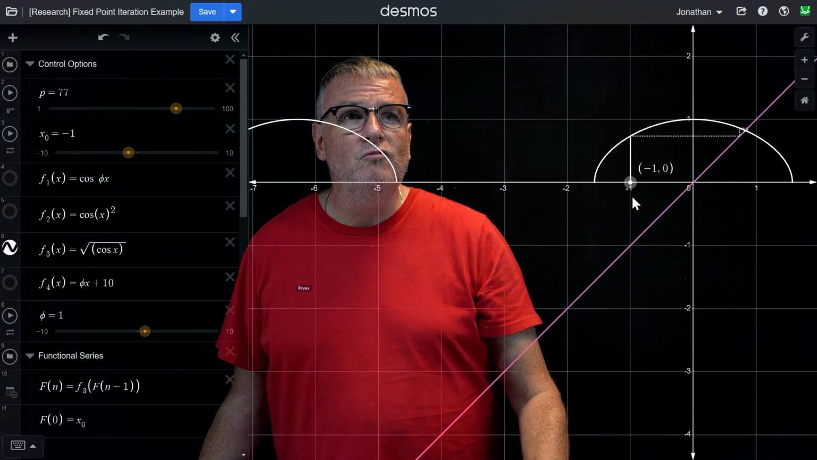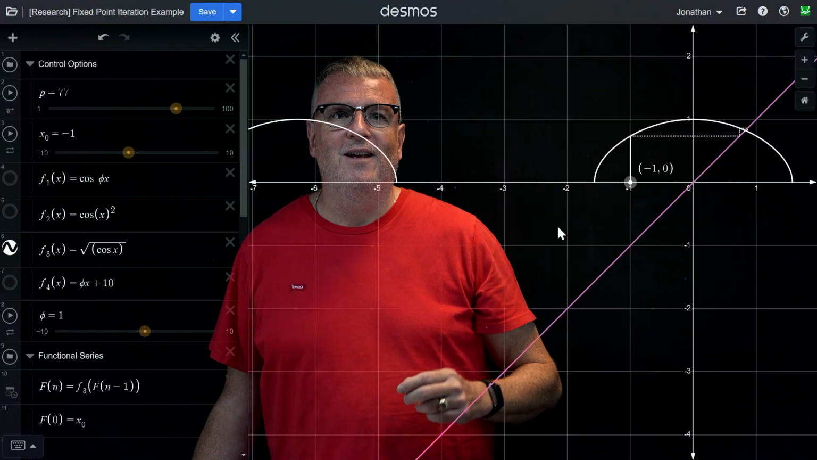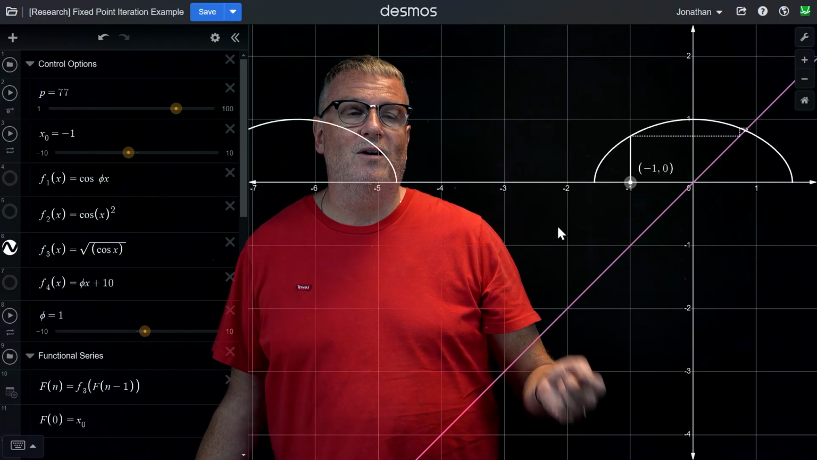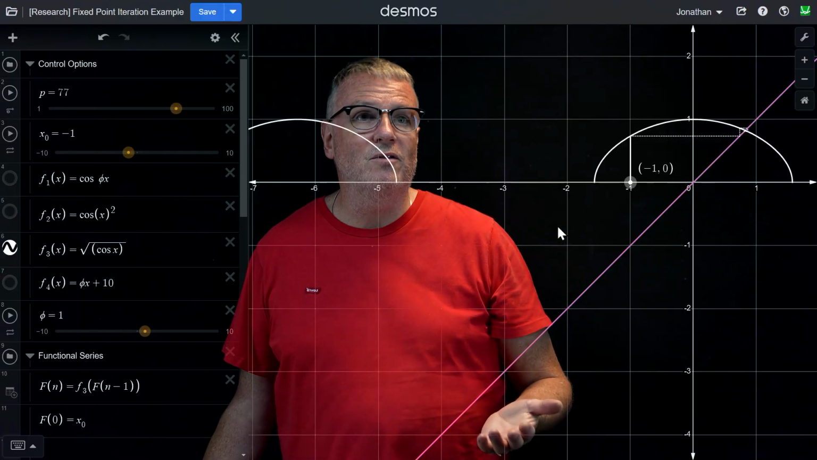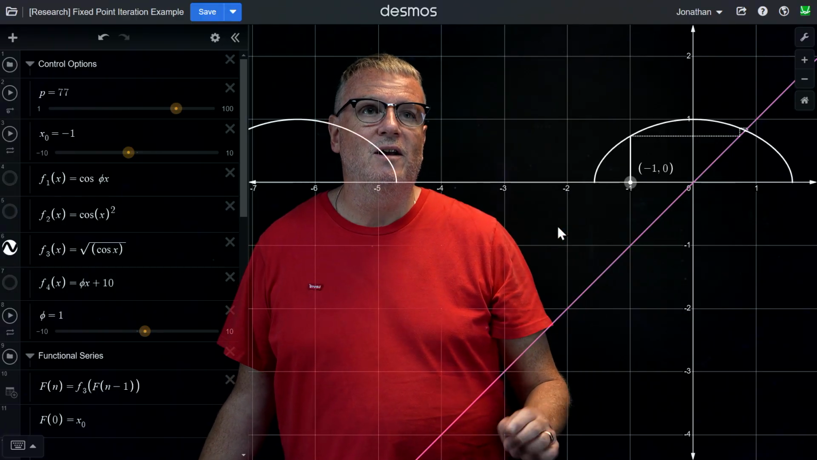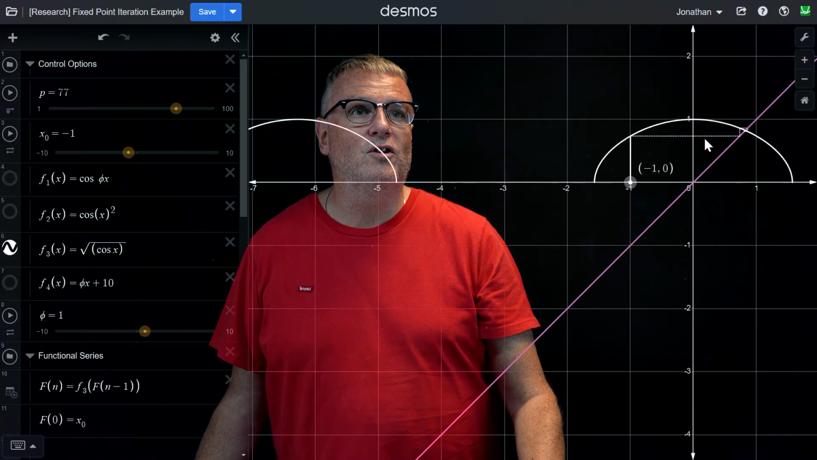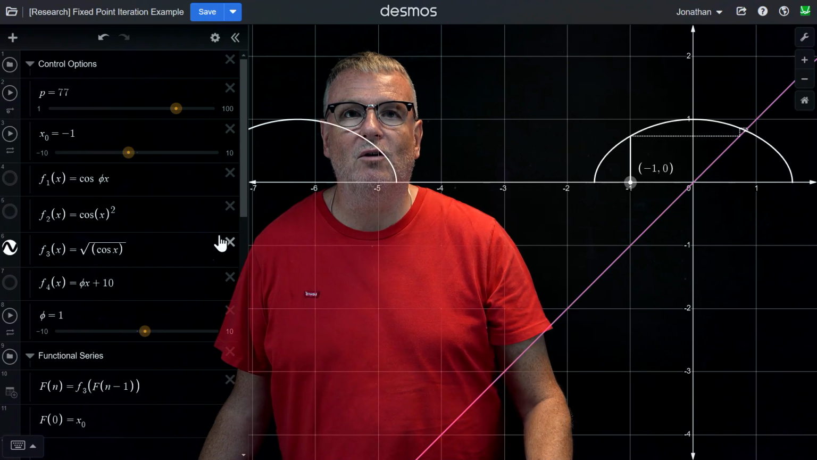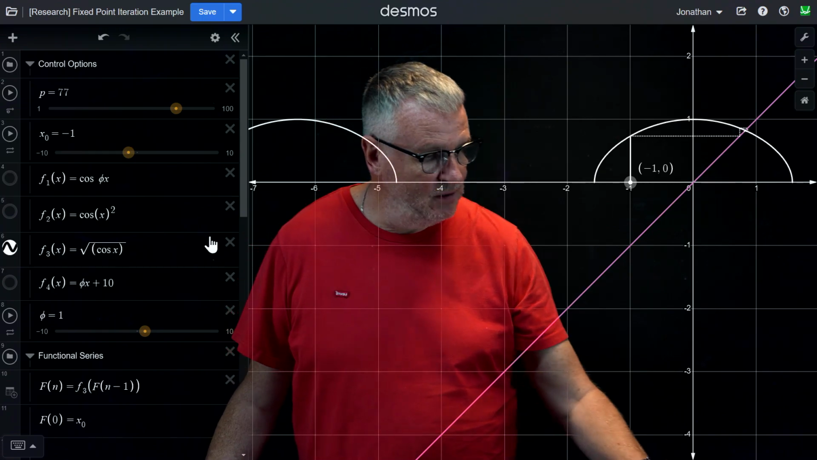The reason why the cosine followed by x squared and the cosine followed by square root behave differently, one slower than cosine to find a root and one much faster, is really down to the slope and the curvature of the lines where they cross.